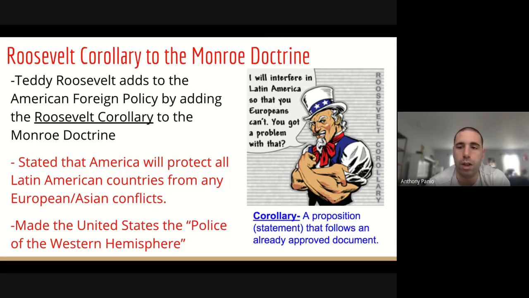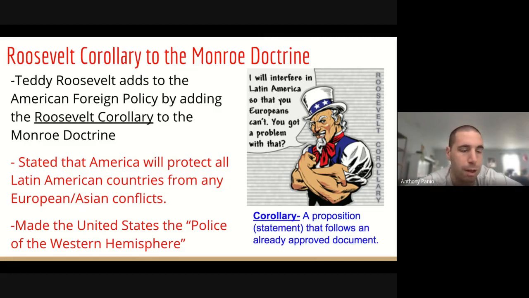So a corollary is sometimes used when you have certain foreign policies, and this is one of those opportunities. It's very similar to the Monroe Doctrine because it's written as if it's attached to the back of it. Basically, it stated that America will protect all Latin American countries from any European/Asian conflict. So when we got to the Spanish-American War, remember at the beginning, at first we decided to be neutral. America is basically saying that won't happen again.